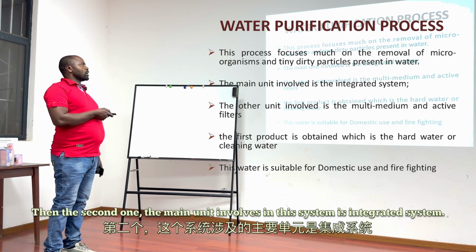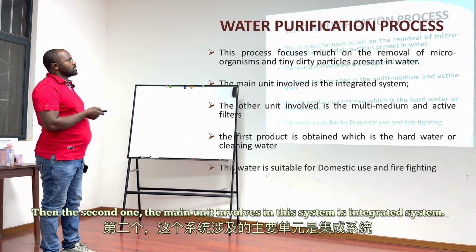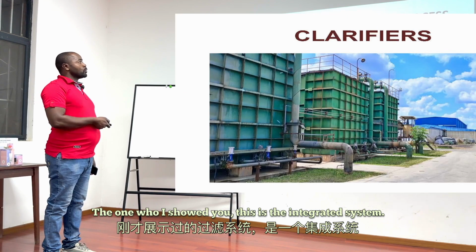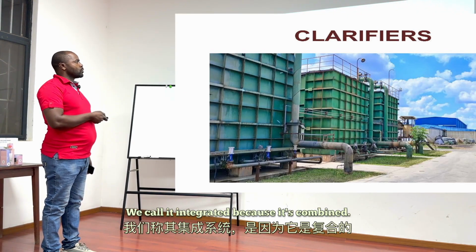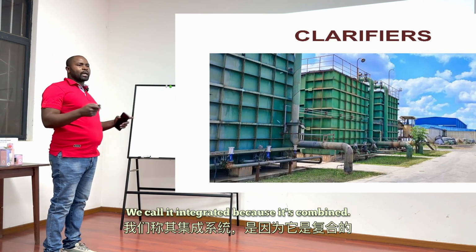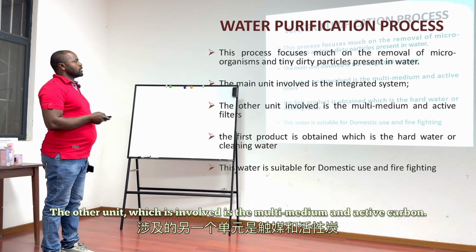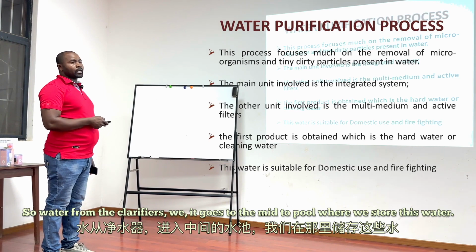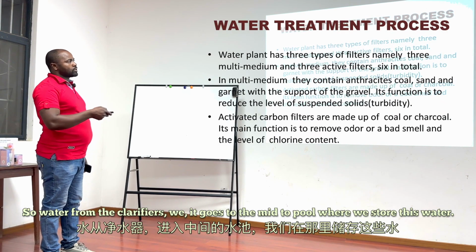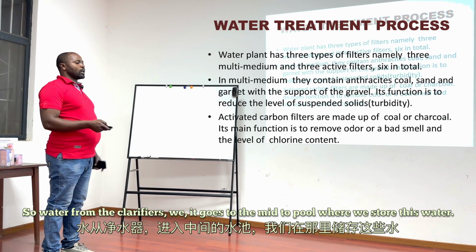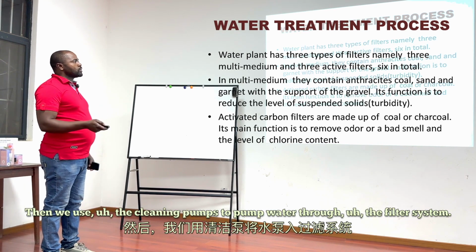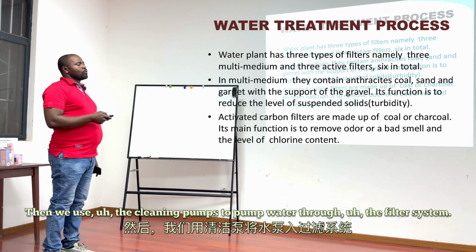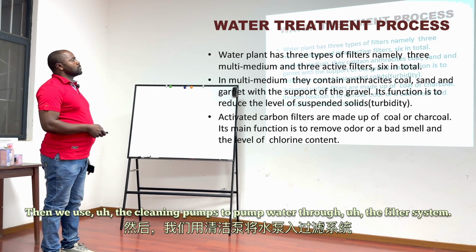Then the second one, the main unit involved in this system is the integrated system. The one I showed you, this is the integrated system. We call it integrated because it's combined. The other units involved are the multimedium and active carbon filters. So water from the clarifiers goes to the middle pool where we store this water. Then we use the cleaning pumps to pump water through the filter system.